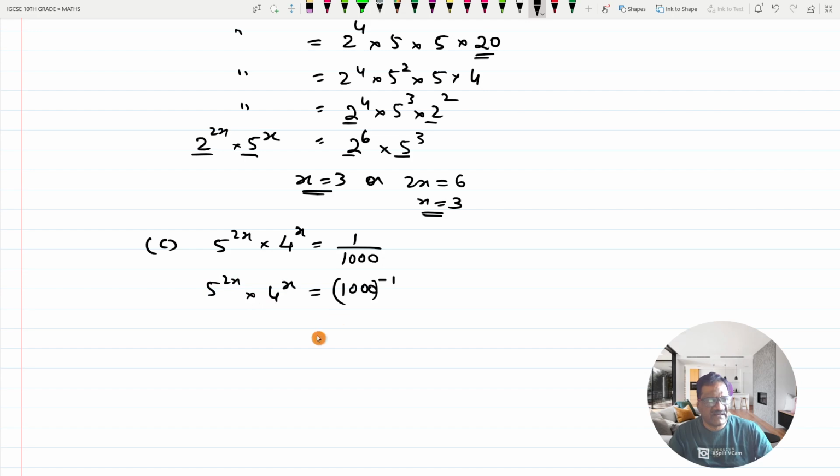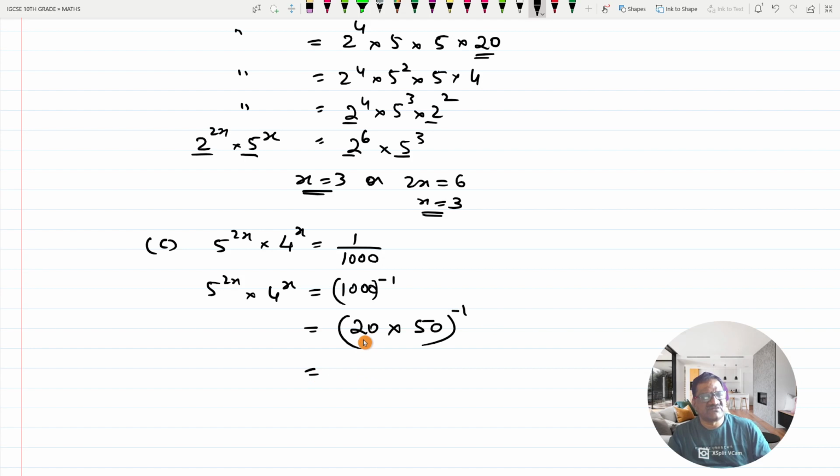Now, I'll try to bring this 1000 in the form of 5 into 4, right? So let us see how we can do that. So 1000, if you want to write it in terms of 5 and 4, so 5 into 4 is 20, right? So 20 times, how much should be 1000? 20 times 50. 5 twos are 10 and then 2 zeros. So 1000 can be written as 20 into 50, right? Raised to a minus 1.